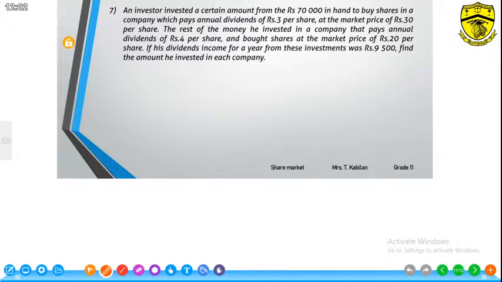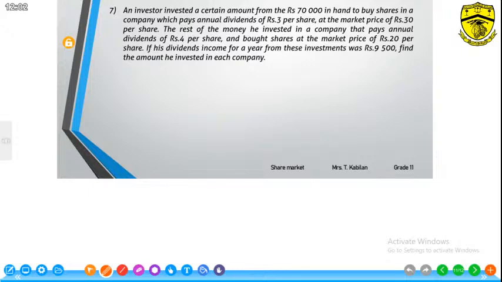Okay, seventh one. An investor invested a certain amount from the 70,000 in hand to buy shares in a company which pays an annual dividend of rupees 3 per share at the market price of rupees 30 per share. The rest of the money he invested in a company that pays an annual dividend of rupees 4 per share, and both shares are at the market price of rupees 20 per share. If his dividend income for a year from this investment was 9,500, find the amount he invested in each company.